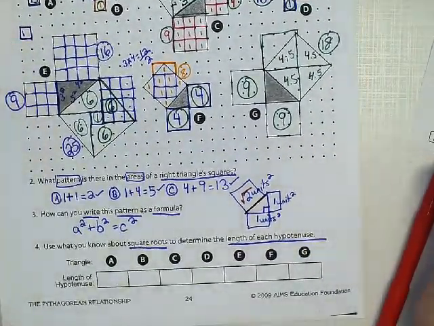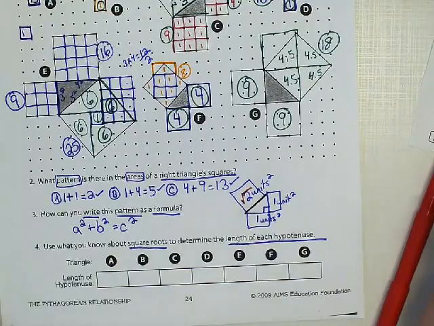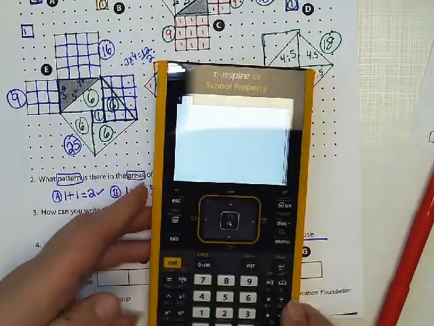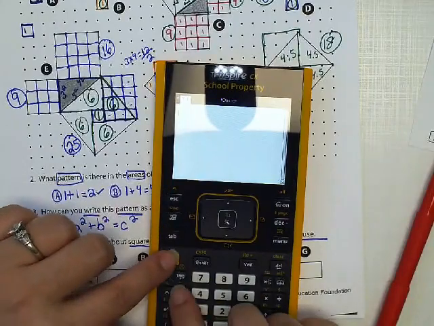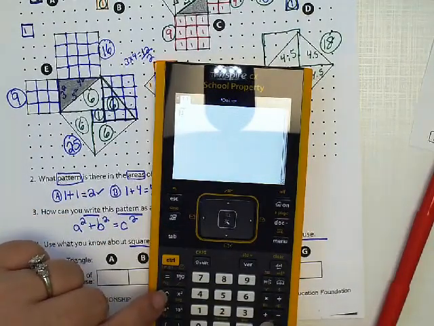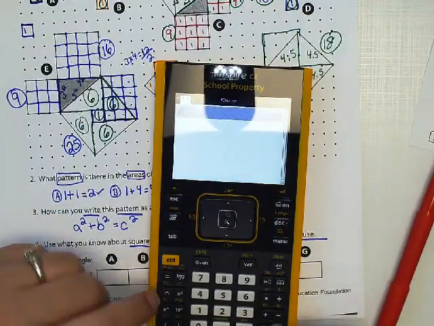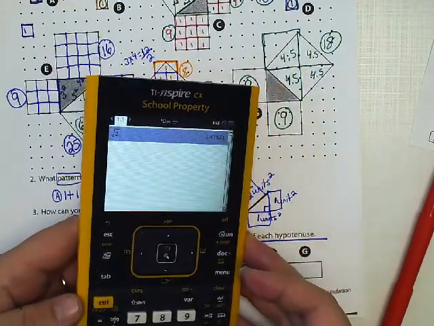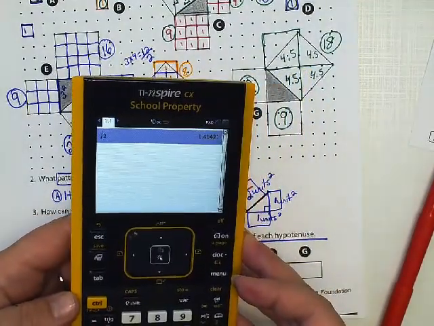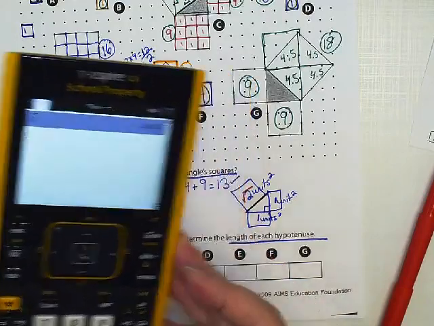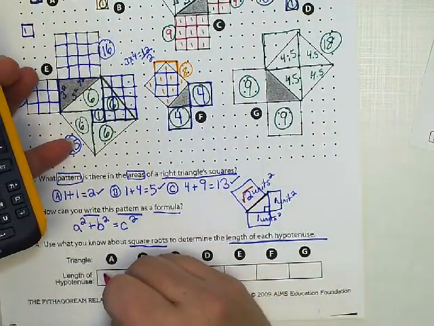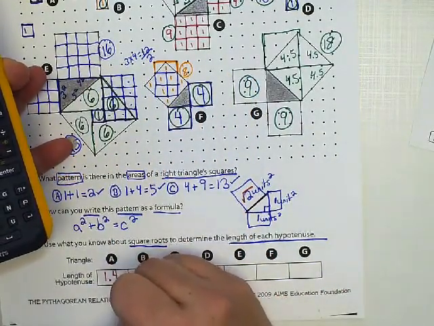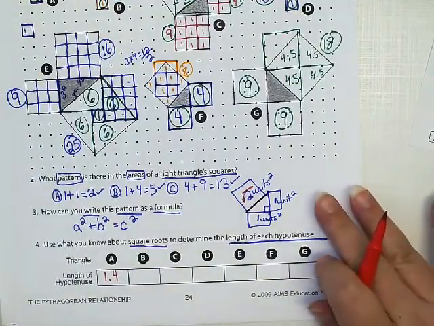So let's go ahead and do that. So if we take our calculator, and we put in the square root of 2 and hit enter, we would get, I know it doesn't show up very well, 1.41. We'll go ahead and round just to 1.4. So the length of the hypotenuse for A would be 1.4.